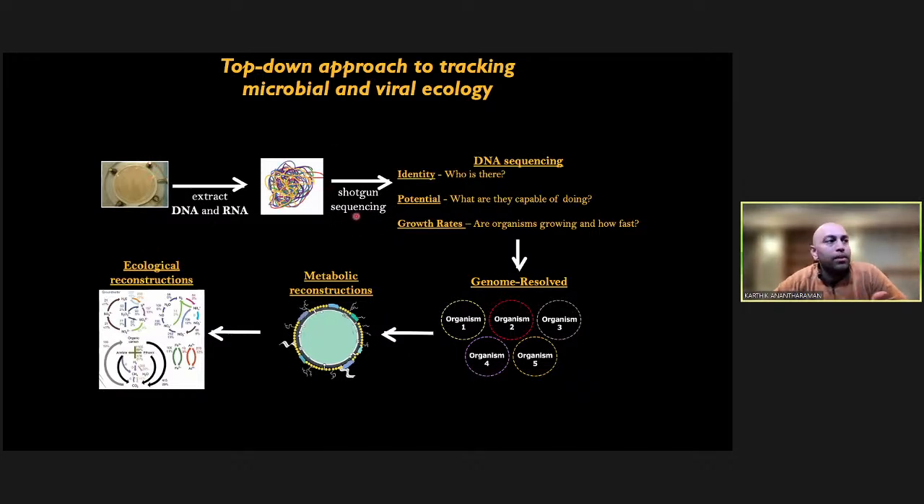So we typically try and look at the identity of organisms. So try and ask who is there. Try and look at the metabolic potential. So what are the organisms, be it microbes or viruses, capable of doing? And then finally, look at growth rate. So are the organisms growing? And if they're growing, how fast are they growing?